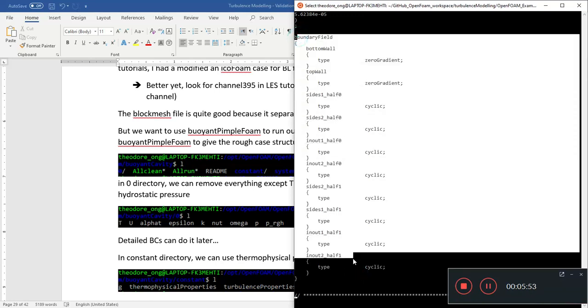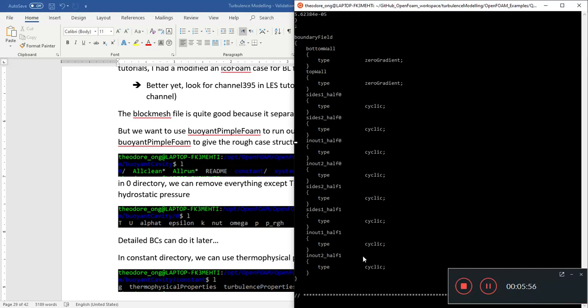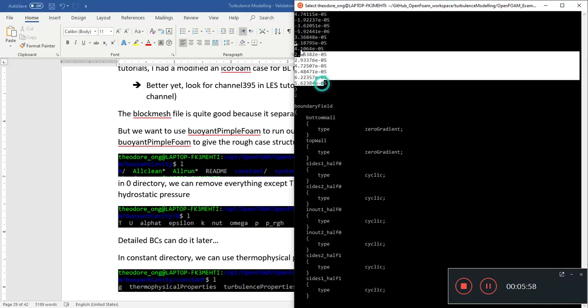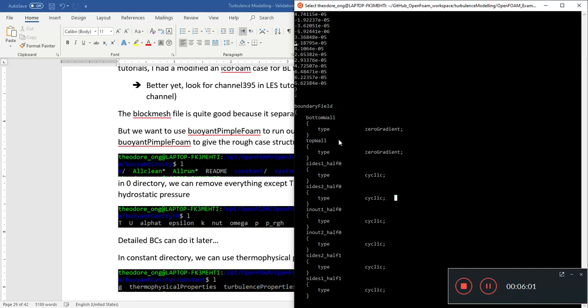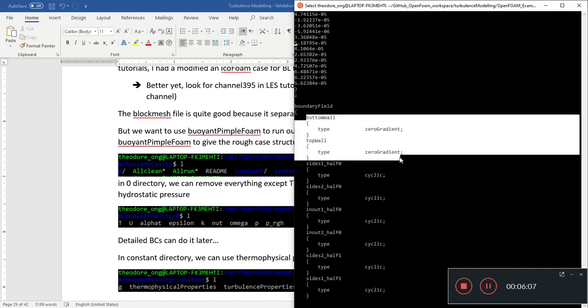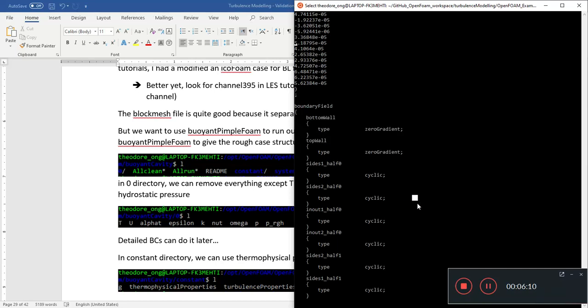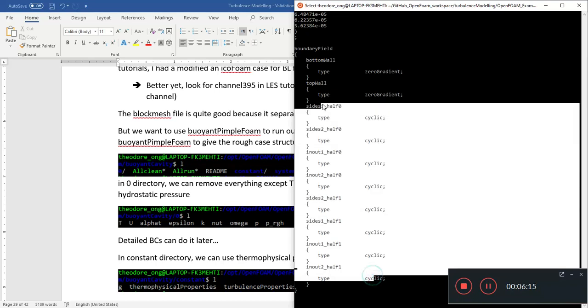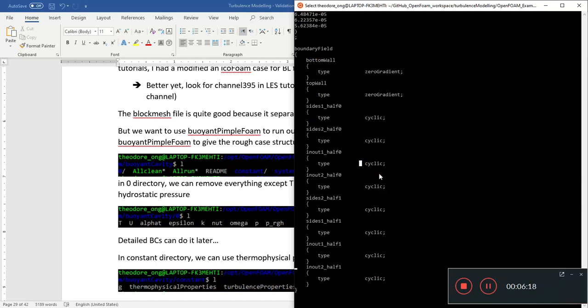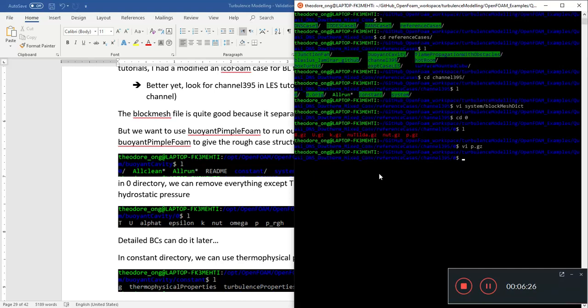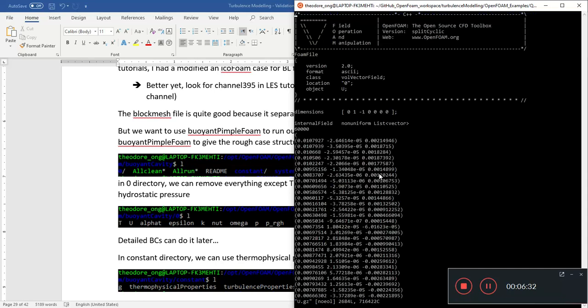If you scroll all the way to the bottom, these are actually values, individual values of the cells. Okay, so at the walls, the pressure is normally considered zero gradient. And the rest of the way you have cyclic boundary conditions. So you just say that the type is cyclic, then OpenFOAM recognizes, hey, this is a cyclic patch. This is a periodic boundary condition. So that's for pressure. For U, it's the same.